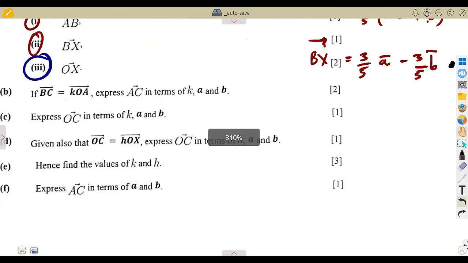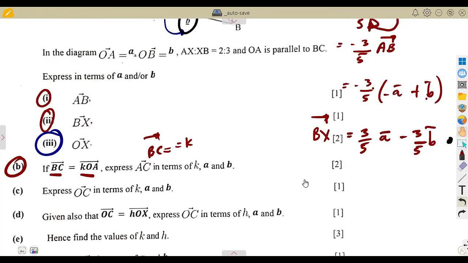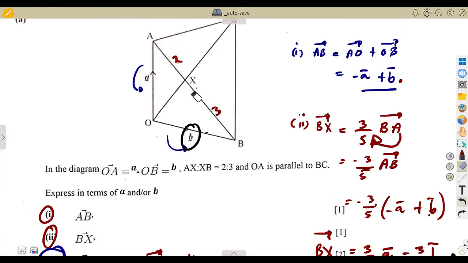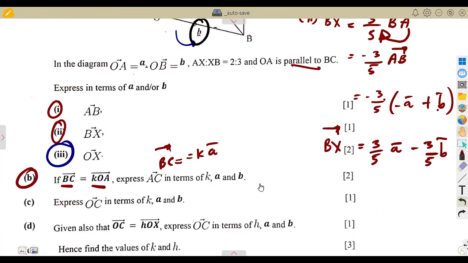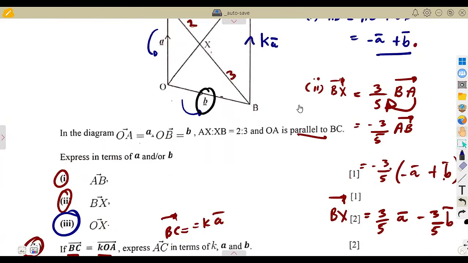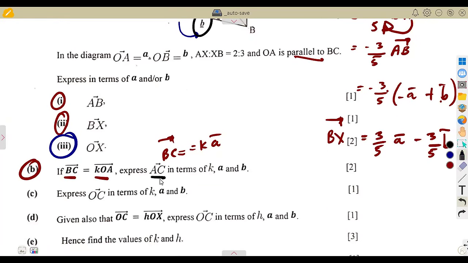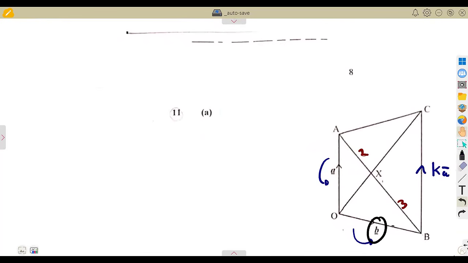Then item B. We are given that BC is equal to K times vector OA, which is O to A, it's vector A. Remember, we are told these two are parallel. So this vector BC is given as K vector A, that is KOA. From the BC that we are given, the question is to express AC. So how can you find AC from this condition? If you are given that BC is KA, how can we find AC?